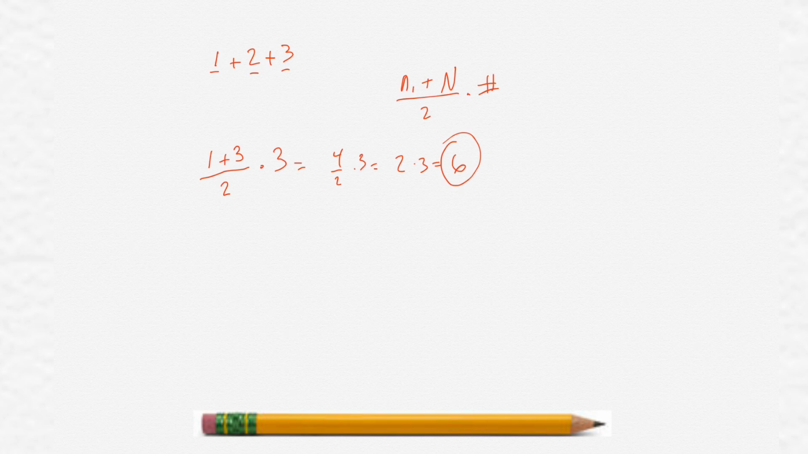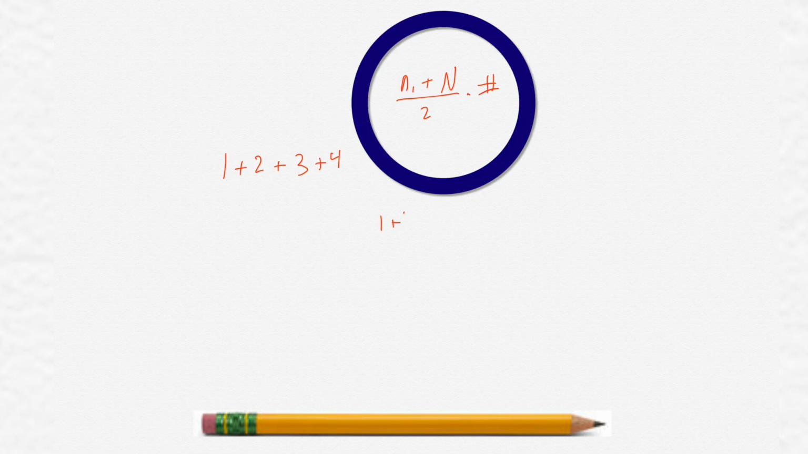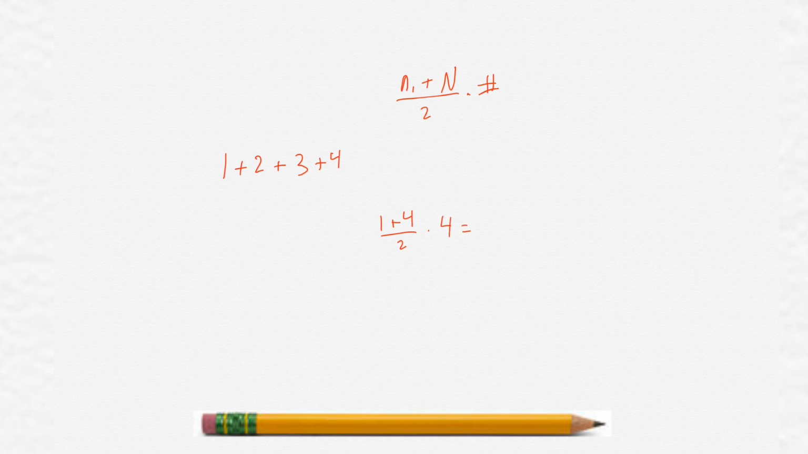Now let's up it a little bit. Let's go 1 plus 2 plus 3 plus 4. We take the first number, we add it to the last number, we divide that by 2, and then we multiply it by the number of numbers, which is 4 numbers. So we have 5 over 2 times 4, which is 20 over 2. Yeah, that equals 10. So that's the sum of those numbers.